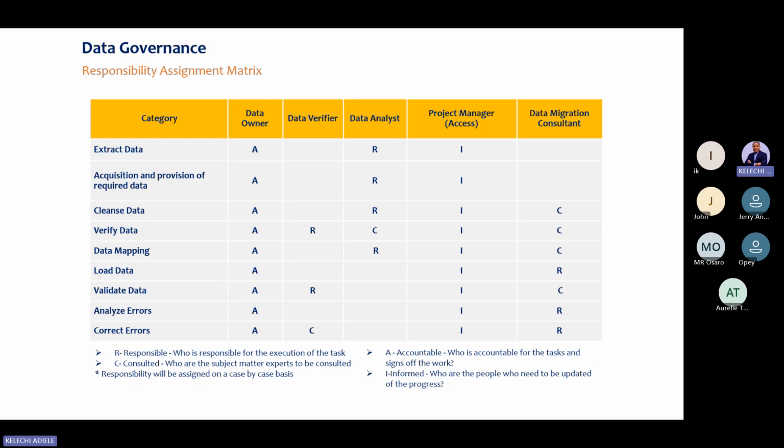So for our data migration, Tamomo and Jerry, you can take a screenshot of this and come up with a data governance responsibility matrix of who will be doing what. Of course, the extraction will be done by the business. We're going to be getting Excel files. So somebody will need to own that file. Somebody will need to verify it. Somebody will need to cleanse it.